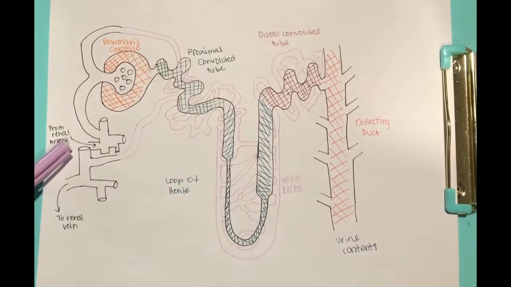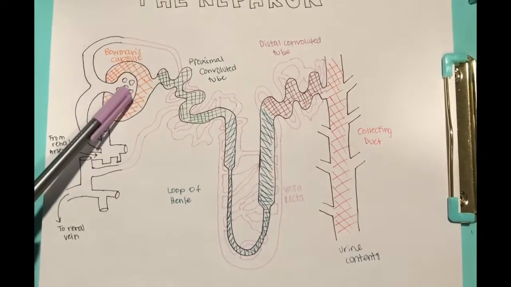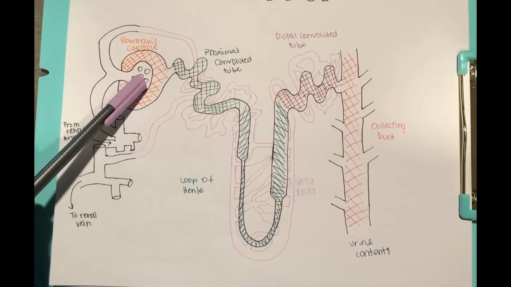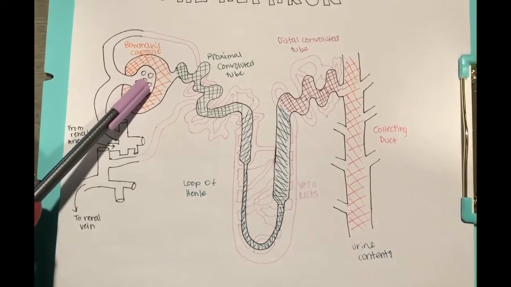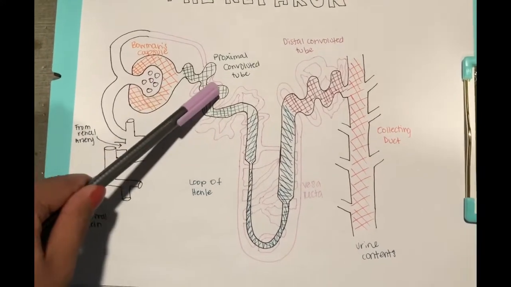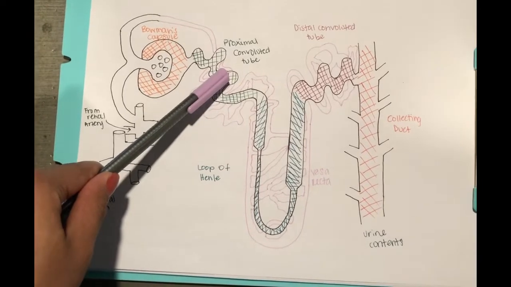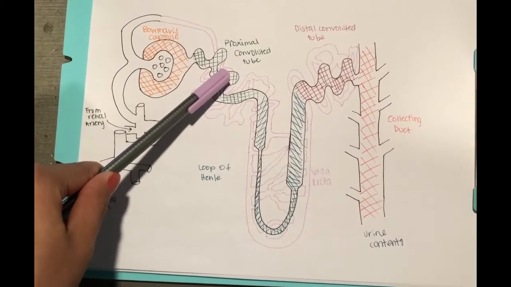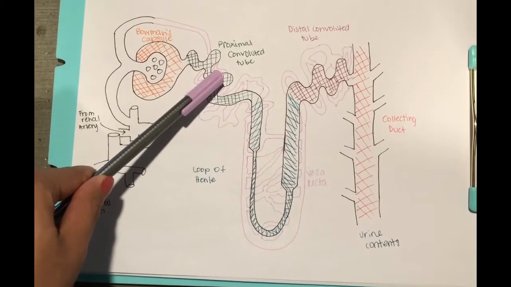First, blood from the renal artery goes into the Bowman's capsule. At the Bowman's capsule, filtrate is produced. Blood pressure forces small solutes, water, ions from the blood into the capsule. Next is the proximal convoluted tube. This is where most of reabsorption occurs. This includes water, ions, and all organic nutrients.